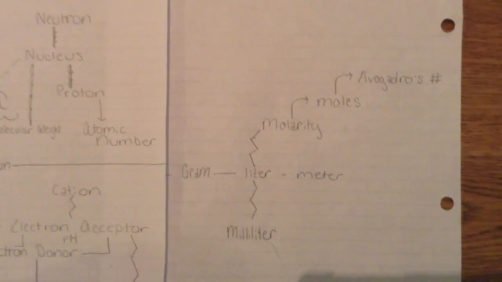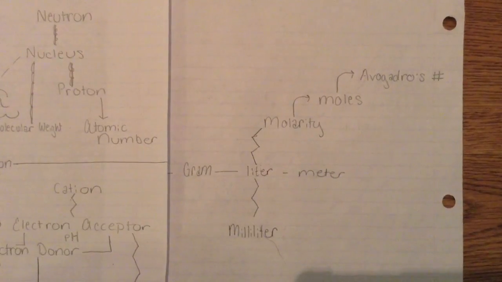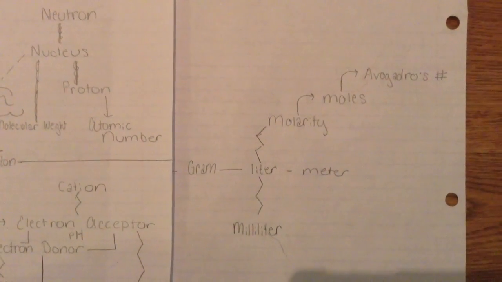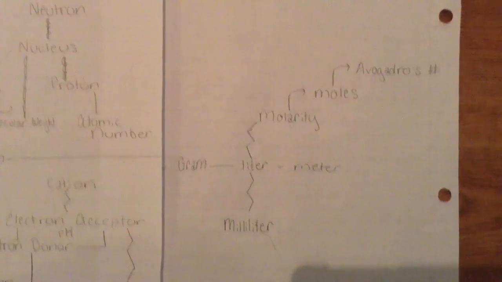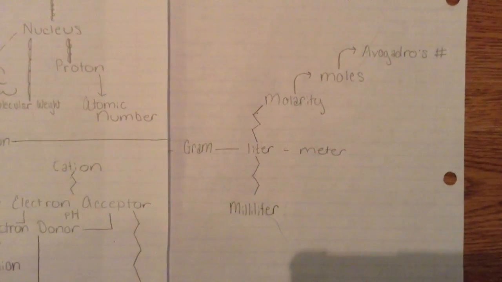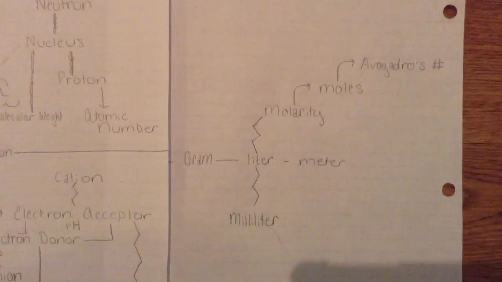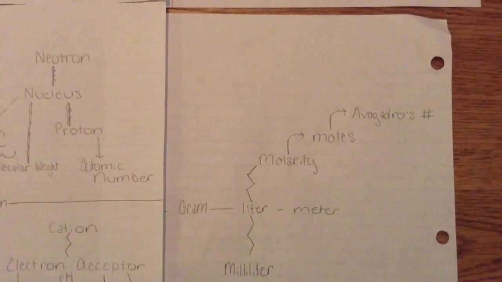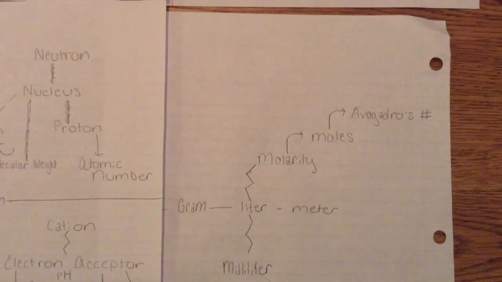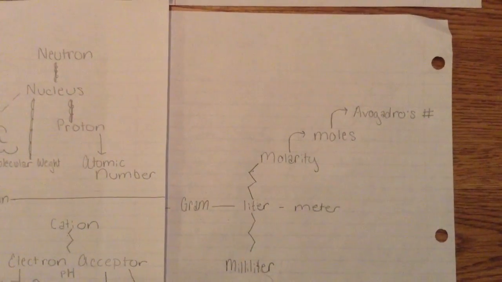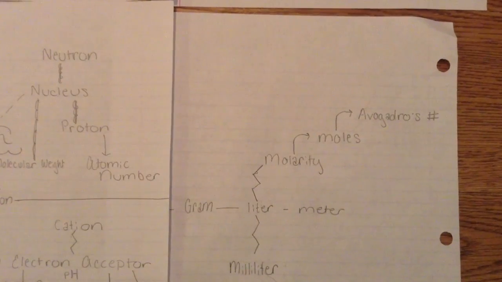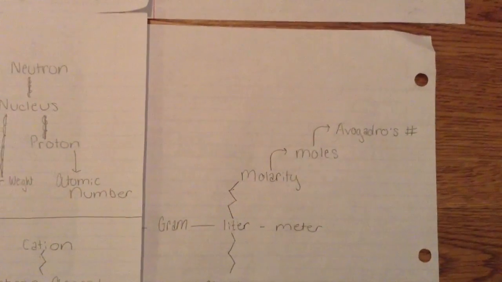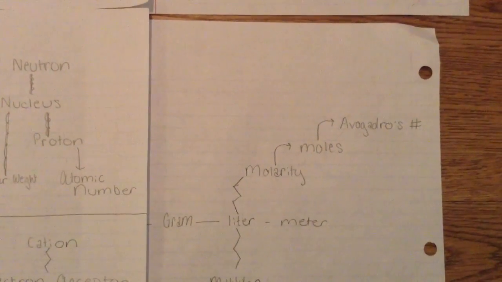All of these can be multiplied by 10 to be smaller or larger. And so connected to liter, we have milliliter, and that is a smaller unit of liter. Connected to liter is also molarity. Molarity is a concentration of moles over liters, and it helps us work out different equations.